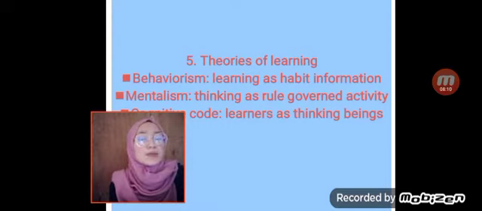And the second is mentalism, thinking as a thought-governed activity. In language learning, thinking about an activity and arranging the rules is also a step in learning, which consists not only of forming habits, but also of acquiring rules by which the person's experience is used by the mind to formulate a hypothesis. And the third is cognitive code, learners as thinking beings.